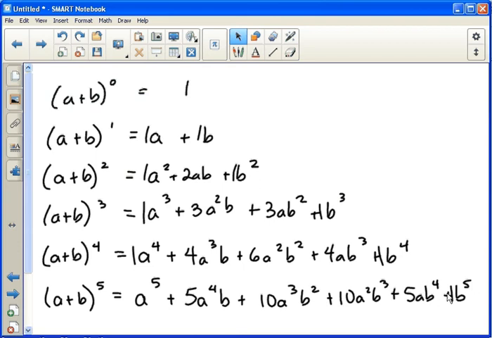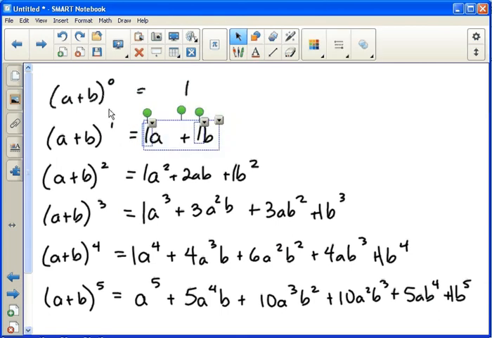The last thing I would encourage you to notice is that there's always one more term than our exponent. And we're going to call this exponent n most of the time. So in this case, n equals 0, and we have one term. In this case, n equals 1, and we have two terms. N equals 2, and we have three terms. N equals 3, and we have four terms. So your number of terms is always one greater than your exponent.